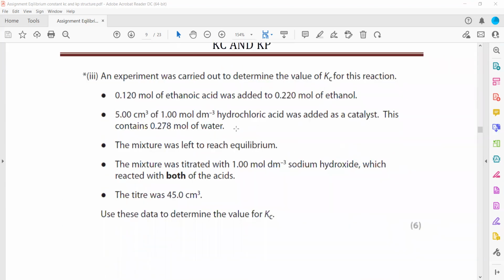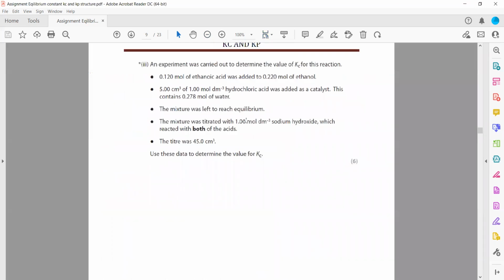Then an experiment was carried out to determine the value for Kc. 0.12 moles of ethanoic acid were added to 0.22 moles of ethanol. 5 cm3 of 1 mole per dm3 hydrochloric acid was added as a catalyst, which contained 0.278 moles of water. The mixture was left, then titrated with sodium hydroxide to find how many moles of acid are there at equilibrium. So how do we work this out?